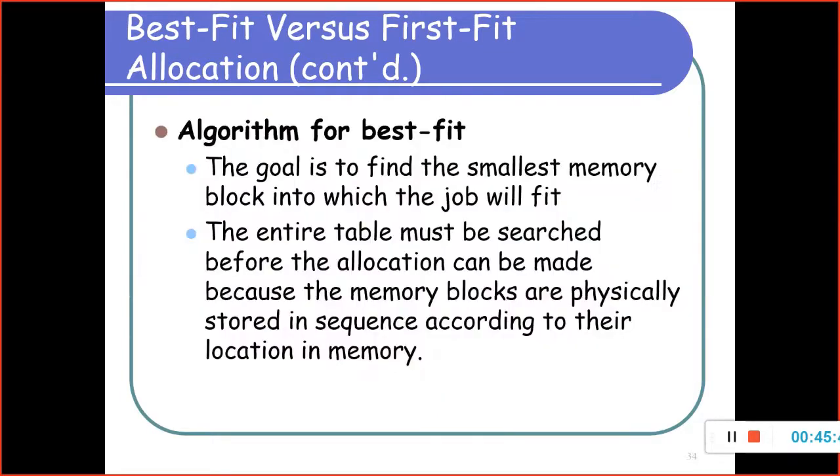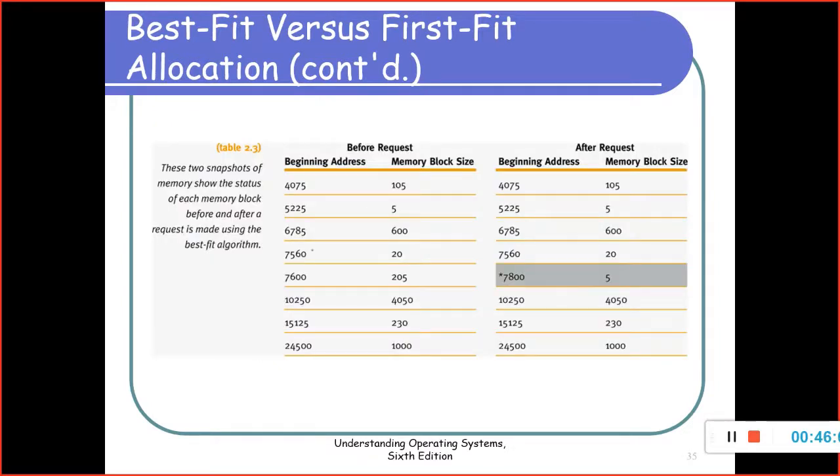without searching all the remaining partitions. But for best fit, the entire table must be searched before the allocation can be made, because the memory blocks are physically stored in the sequence according to their location in the memory. So let's say this is the best fit algorithm. The job has 200 in size. So first it searches this one, this one, this one, okay, one of them fits, but still it searches the entire table.